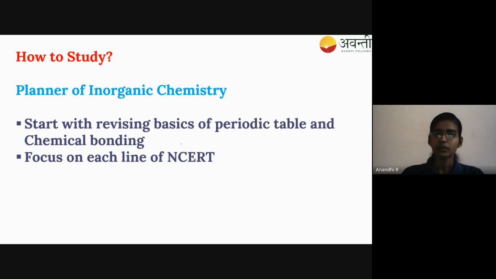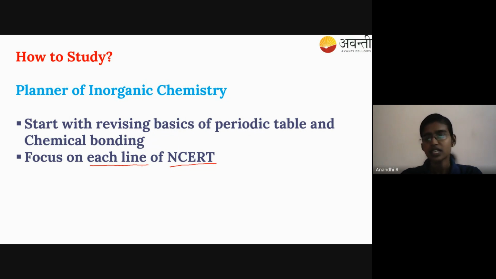And inorganic chemistry. Start by revising your basics of the periodic table, which I have told you, and chemical bonding. For inorganic chemistry, your NCERT book is more than enough to score a very good mark. You have to study each and every line of your NCERT, because some temperatures, information related to equations, preparations, everything will be from your NCERT only. Structures, everything will be asked from NCERT. Concepts are from NCERT. Examples may be from outside of that. So this is about inorganic.